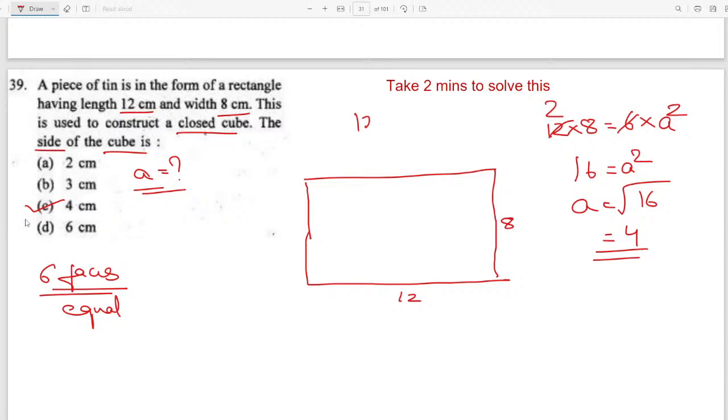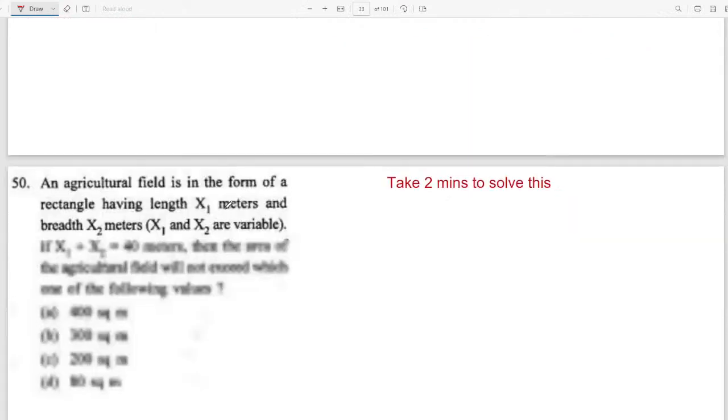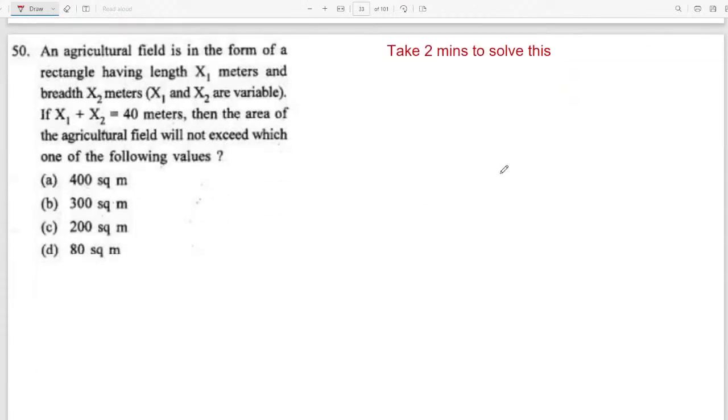I hope things are clear. If there is any doubt, you are free to ask. If things are clear, I'll move to the next question then. So we'll move to the next question. Take 2 minutes to solve this question.